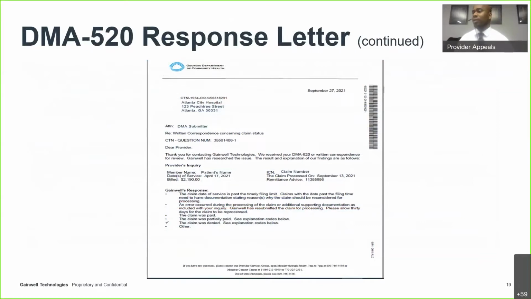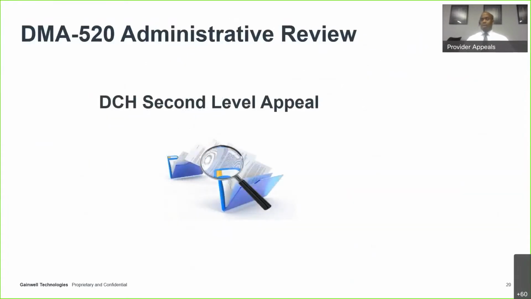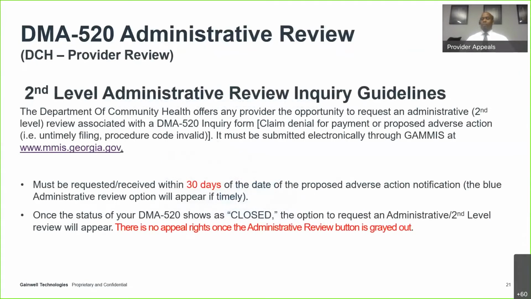You'd want to keep track of these response letters for yourself. Should you need to escalate it to a law hearing, you want to keep track of those letters for the DMA 520, so keep a history of that. Then if in fact Gainwell Technologies does deny your DMA 520, you could proceed to the DCH second level appeal process. The DMA 520 second level appeal goes to DCH, downtown DCH. It must be completed within 30 days from your DMA 520 initial appeal. So the date that's on the letter that we just looked at, you have 30 days from that date to submit an administrative appeal to DCH.